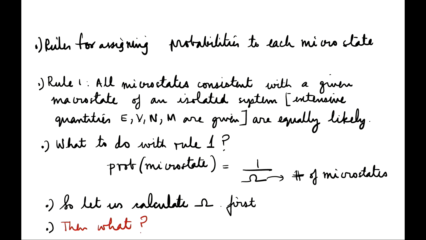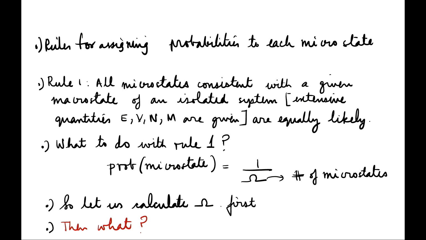So I take a system which is an isolated system. When I say isolated system, what I mean is all the extensive quantities like energy, volume, number of particles, magnetization, they're all given. They're not changing with time. Okay? So that will be an isolated system. For such a system, all microstates that have a given E, given V, given N, given M will have equal probability. That you should state as a hypothesis or rule number 1. So let me state again, all the states consistent with a given macrostate are equally likely.